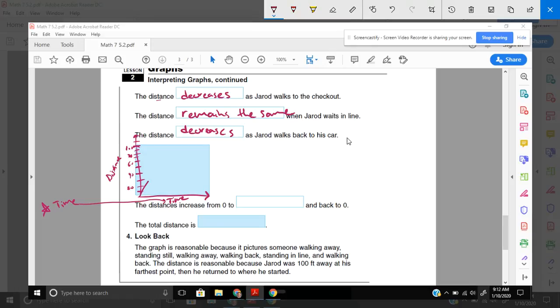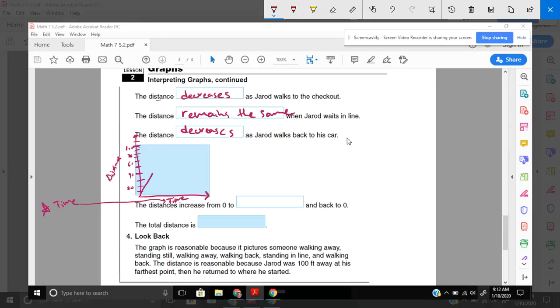Time is going on, and we're going into the store 40 feet. Okay. So it takes him a little bit while. That's why time is moving forward. And he walks 40 feet to the customer service. After that, he stands in line.